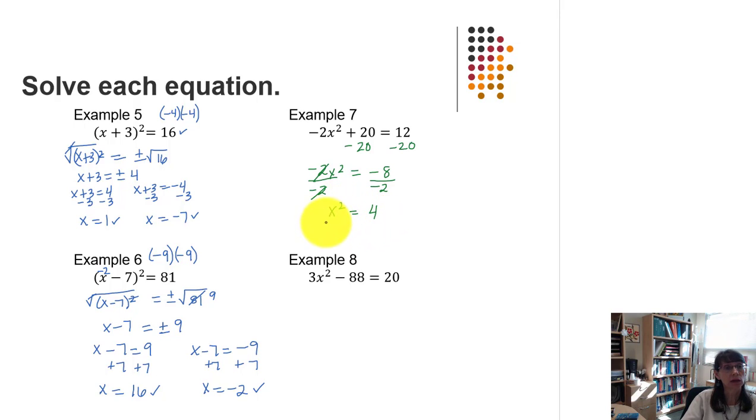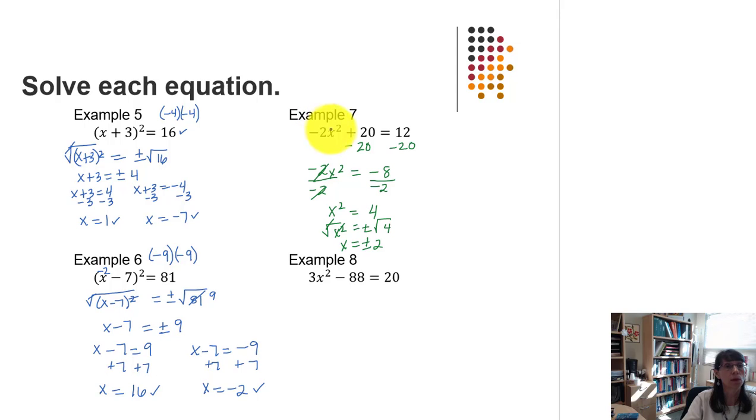So we're ready now to take the square root of each side of the equation. Don't forget it's plus or minus the square root of 4. So the square root will undo the squaring, leaving us x equals plus or minus 2. 4 is a perfect square. So now we can check both positive and negative 2 back in the original equation.